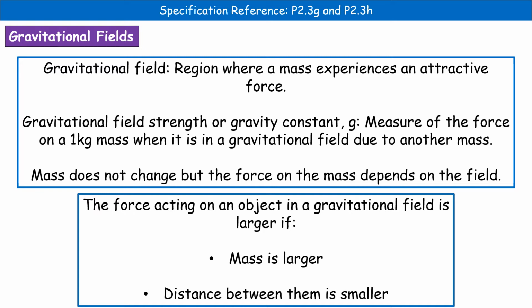So when we put this together, what we have then is that the force that acts on the object in that gravitational field will be larger if one of two things is true, or both of them. First one, if it has a larger mass, we have a larger force. And secondly, if the distance between those two objects is smaller.